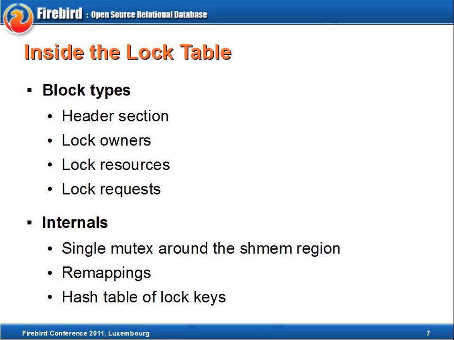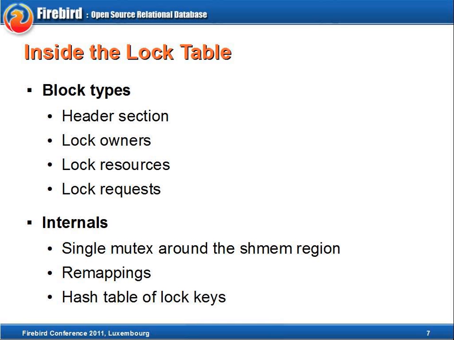What kind of objects can you find in the log table? There is a header section in the beginning of the log table that contains some core information about the log table. It enlists the major objects that are located there. It defines what is the current size of the log table in memory. It defines how many bytes of that shared memory are actually used at the moment, and so on. Besides the header section, there are three kinds of objects in the log table: owner objects, log objects, and requests. Log objects, also known as log resources.